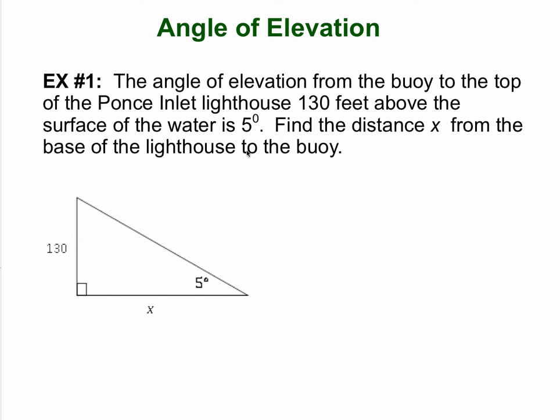Now, the angle of elevation from the buoy to the top of the Ponce Inlet Lighthouse, 130 feet above the surface of the water, is 5 degrees. So this is a lighthouse. This is a buoy. Find the distance x from the base of the lighthouse to the buoy.